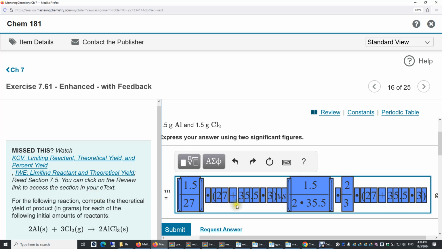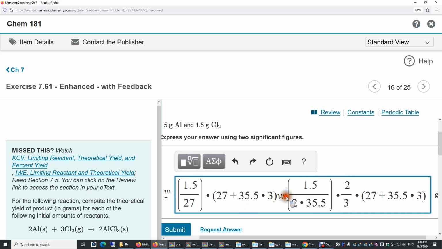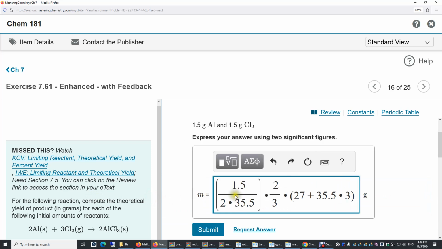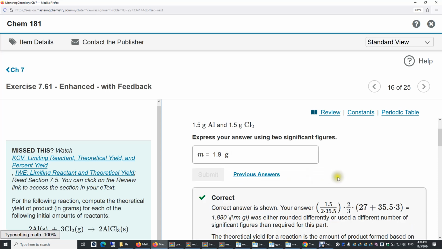What I will do is I'll copy paste the whole thing and I'll delete the first expression. The second expression should be the correct answer. Alright, I just want to emphasize that 1.5 over the molar mass of chlorine 2, we get the number of moles of chlorine 2 multiplied by 2/3. It's because there's a 2-to-3 ratio, 2 products from 3 chlorine 2, and then this is the molar mass of the product.